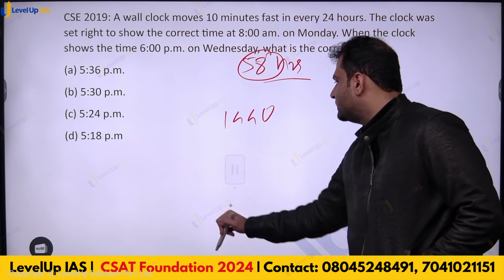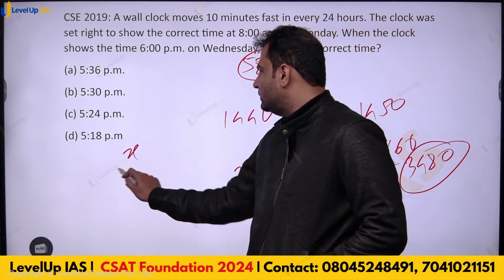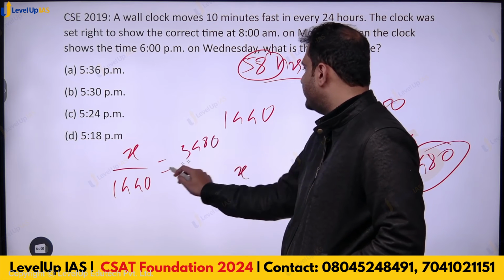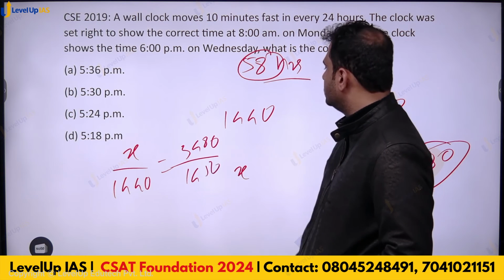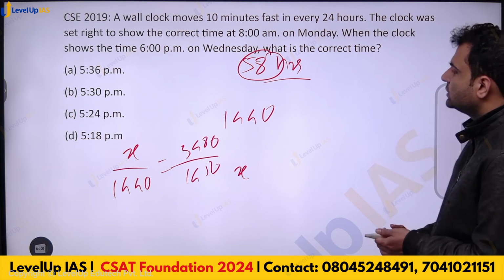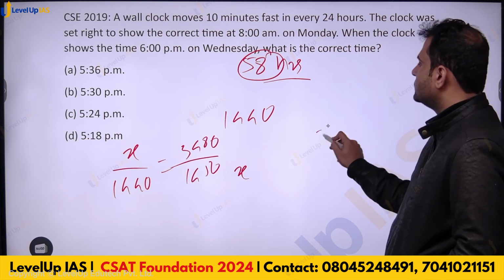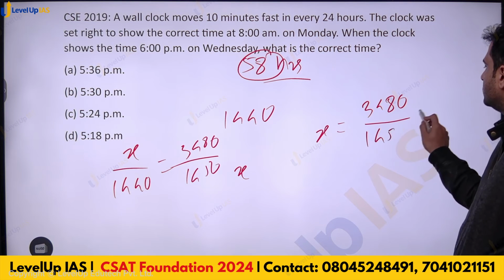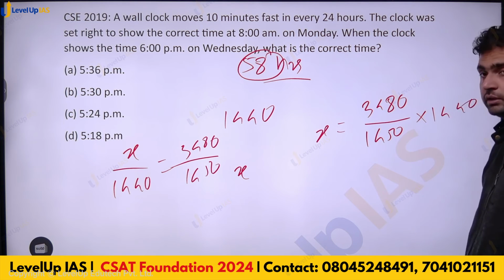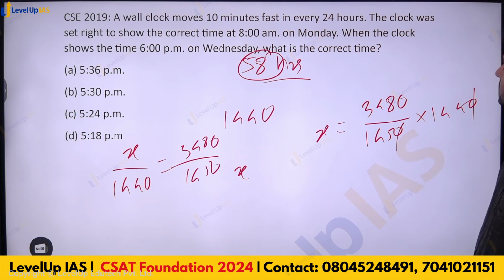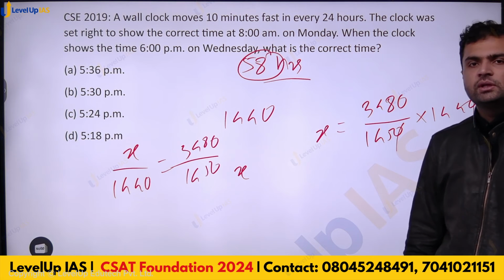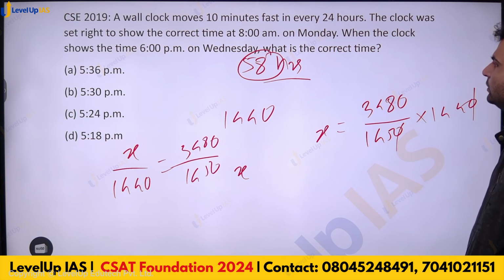If we assume that this is x, so we have x upon 1440 is equal to 3480 divided by 1450. Let us bring 1440 to this side. So x is equal to 3480 divided by 1450 into 1440. Correct. Now these many minutes is the answer, and those minutes you then need to convert into hours. How many hours and how many minutes have elapsed, that we need to find out.